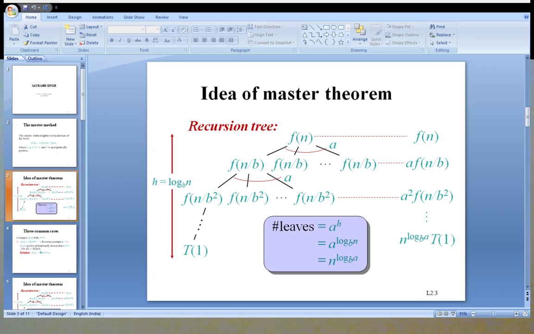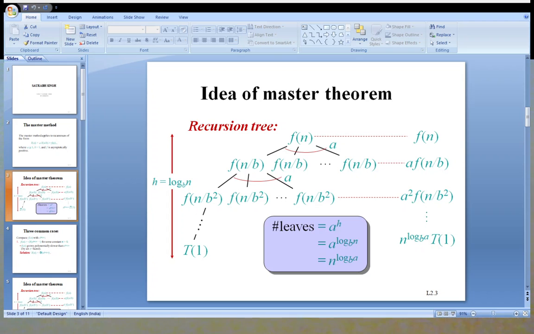And similarly at level 2, each problem will be divided into a segments. So there are a problems at level 1, and each has been divided into a segments. So total segments at level 2 will be equal to a². So the total cost would be equal to a² times f(n/b²). And this way we shall keep on dividing the problem.